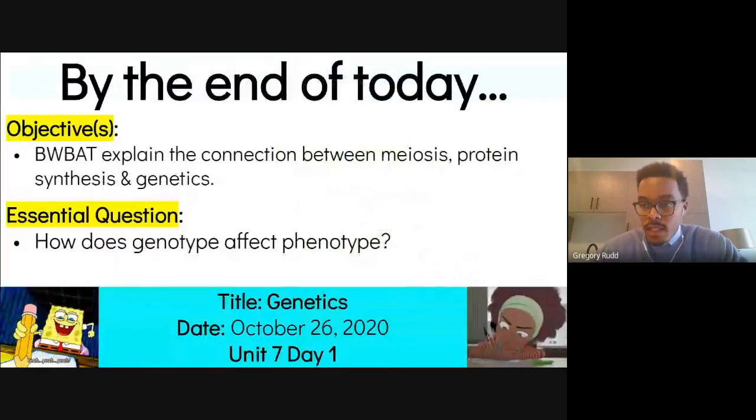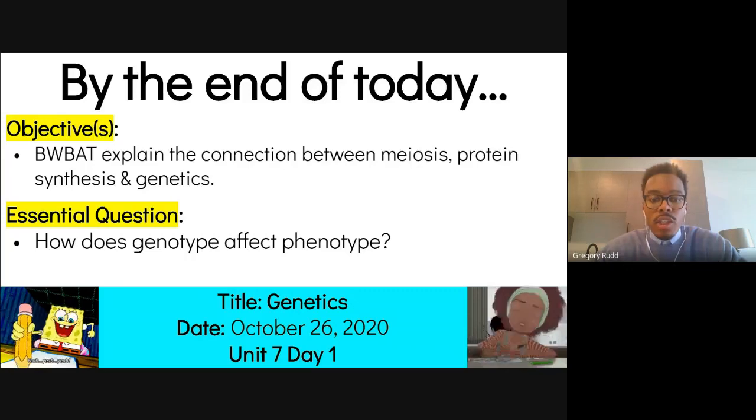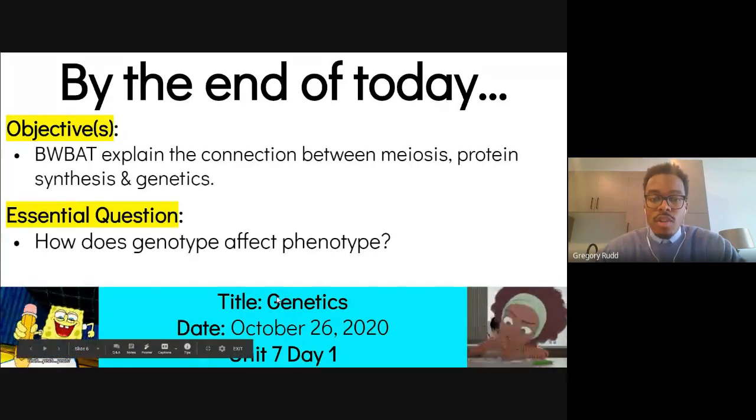So at this point, please take your notebooks out. Have access to your notebooks throughout the lesson so that you can refer to previous notes that we've taken, but also so that you can write down new and useful information as we go. You should start with the title of the lesson, which is genetics. You should also include the date, which is October 26th, 2020. And you should also include that today is Unit 7, Day 1.